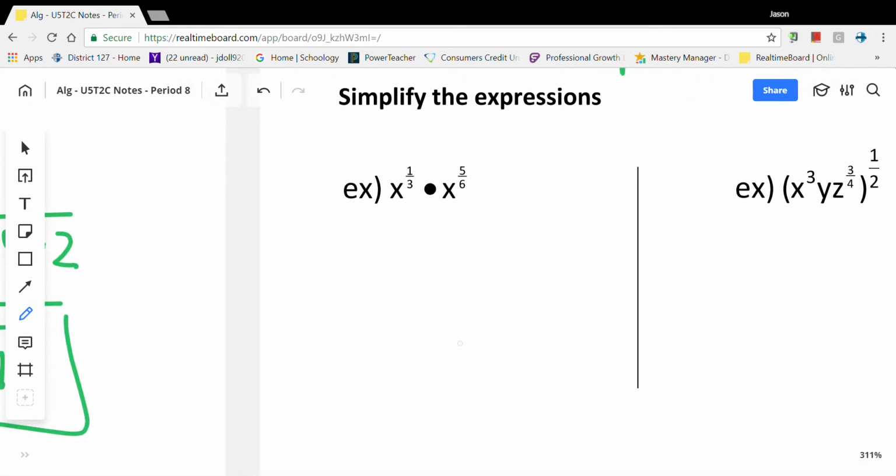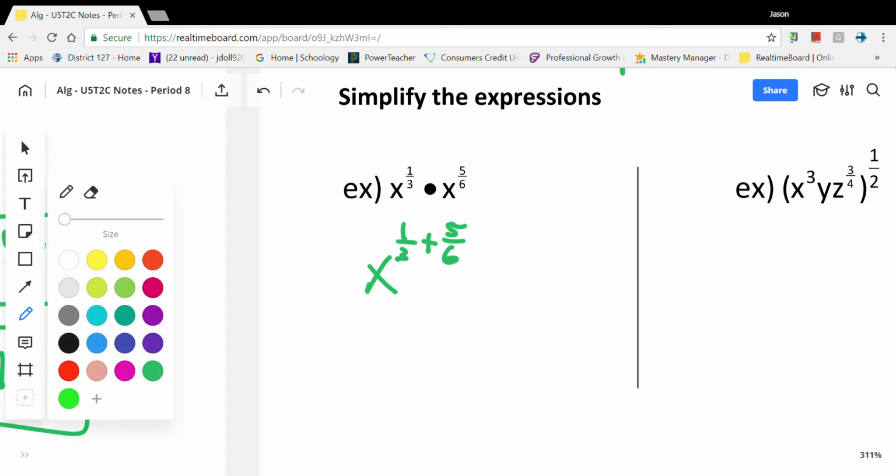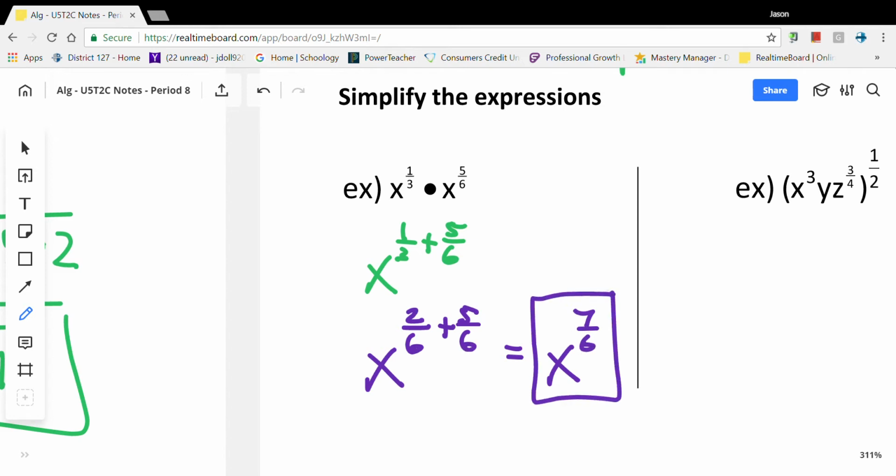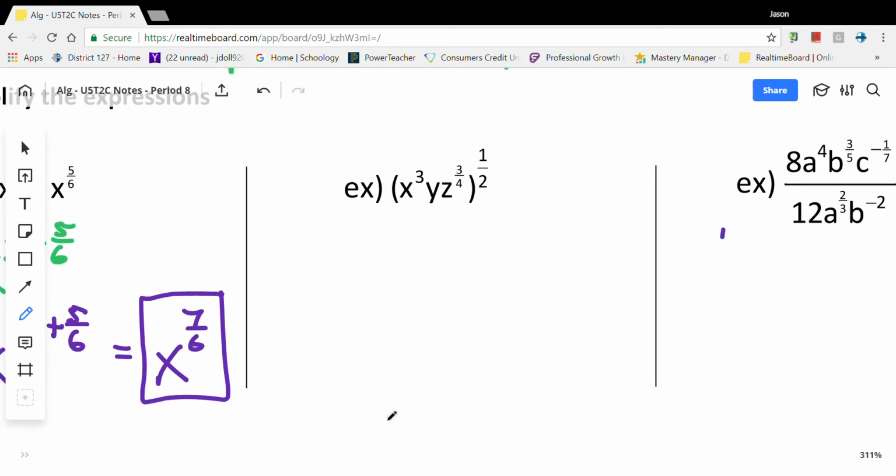So if we look at our first expression, I am multiplying the same base. So if I multiply the same base, I add my exponents. So what this is going to become is x to the 1/3 plus 5/6. Now when we add fractions, yes, I know, dreaded adding fractions, we have to find a common denominator. So the common denominator between 3 and 6 is going to be 6. So this will become x to the 2/6 plus 5/6, which, when we add them, will just be x to the 7/6 power.